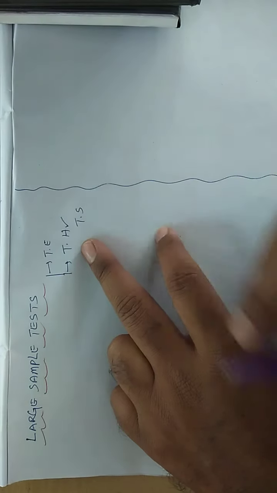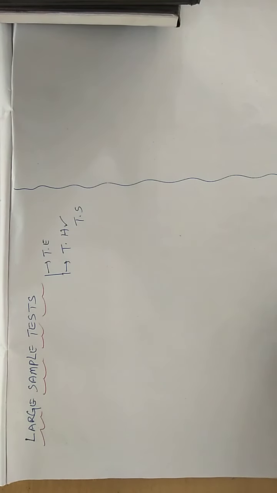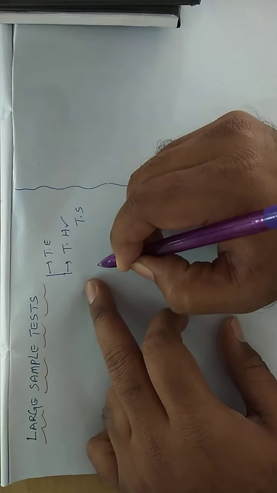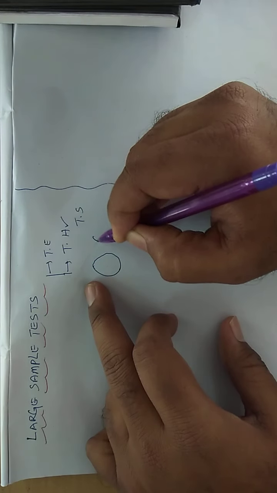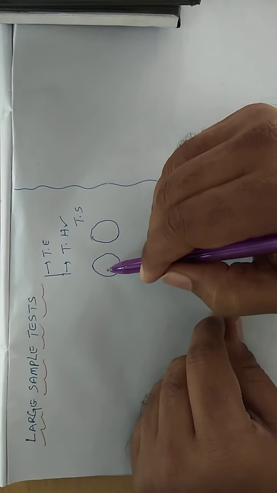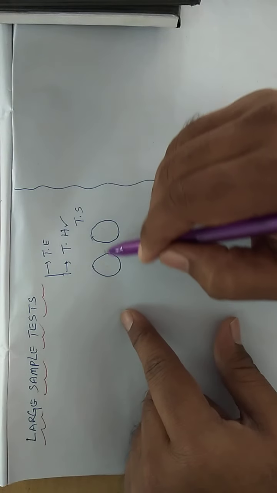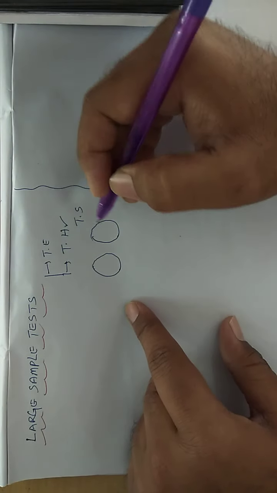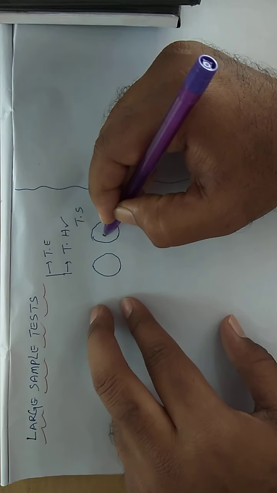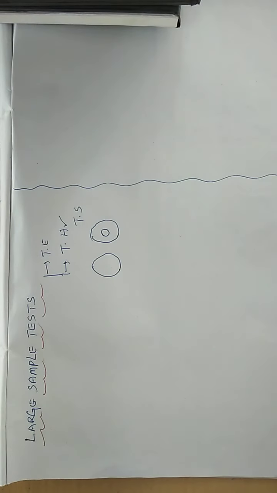So what is the one more name? Tests of significance. Under testing of hypothesis or tests of significance, we are going to identify whether there is any significant difference between two populations, or whether there is any significant difference between a sample of the same population and that population. That is the purpose of testing of hypothesis.